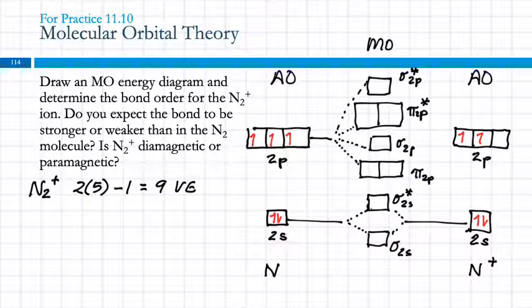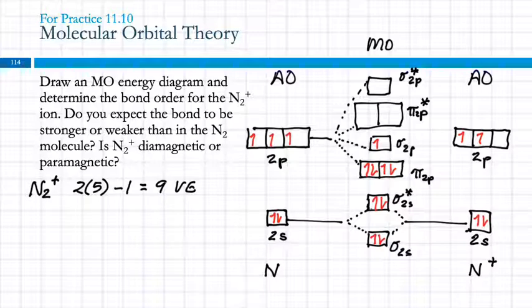9 electrons. I'm going to put 9 electrons into this center section. I'm just going to fill from the bottom up. So 1, 2, 3, 4, 5. Now this guy's going to take his own orbital because it's the same energy. 6. Now they have to pair up. 7, 8, 9, done. So I drew an MO diagram for N2+.